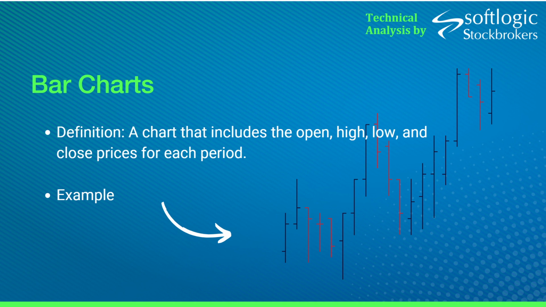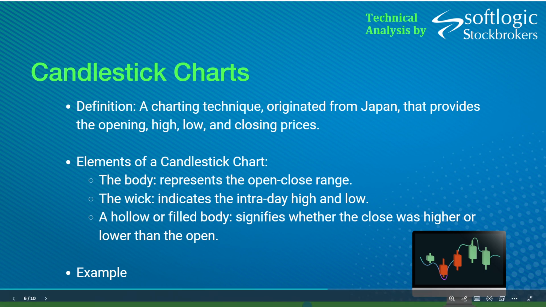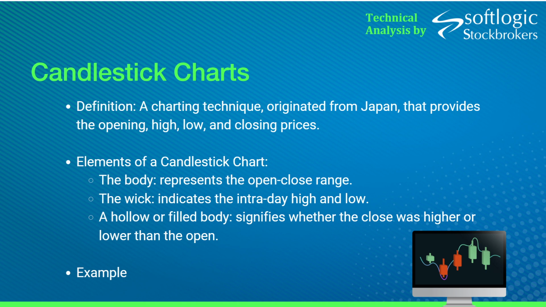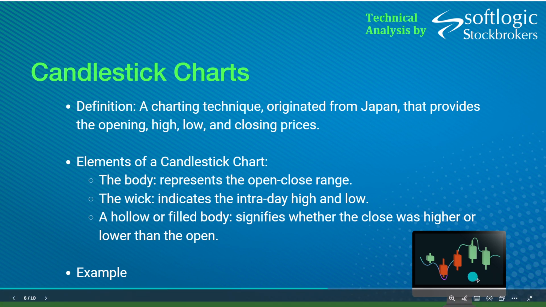But as a charting type, bar charts and candlestick charts only differ from their body type visualization right here. For example, the candlestick charts have 4 important points in them: the body, the wick, the opening price, and the closing price. As you can see in this very small example, let's take this last green candle for example.